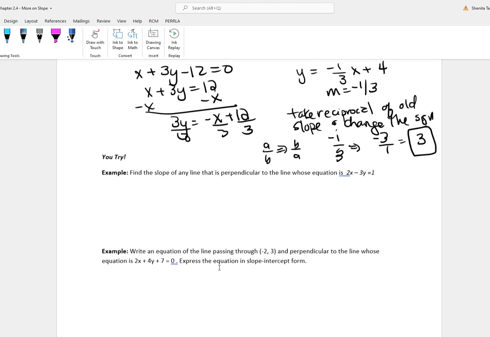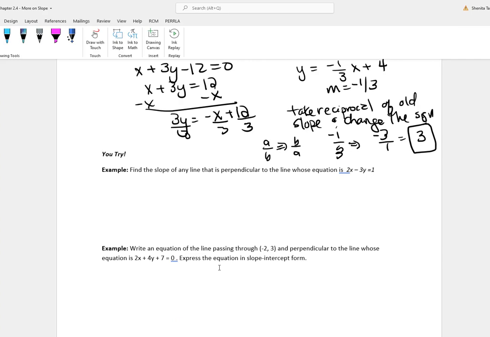So this is a U-try problem. The new slope, or the slope that's perpendicular to this equation here, will be negative 3 over 2. And you can try that one on your own.